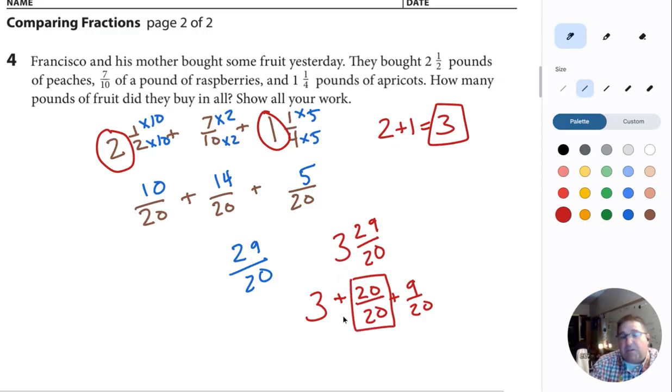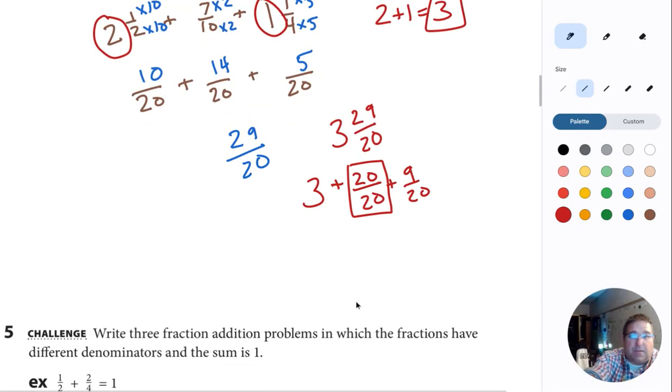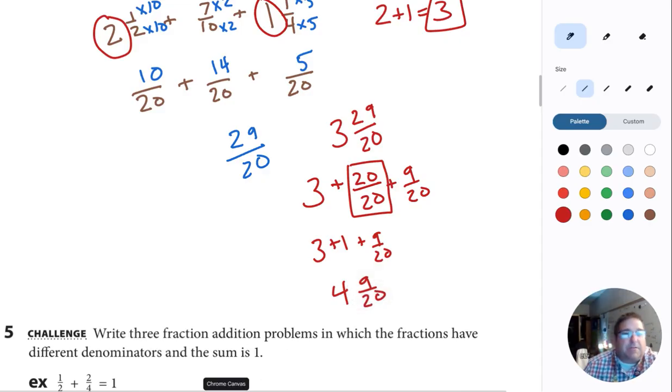So why don't you guys go ahead and finish it from here. I got 3, we found another whole, and then we got 9/20 left over. Okay, and yeah, we're this far. So 3 plus, really this is like 3 plus 1 plus our 9/20. So 3 plus 1 is 4, and we had our 9/20. Okay, so that's how I would set it up. Maybe you went a different route. But again, if we can get a common denominator, that's what it's all about.